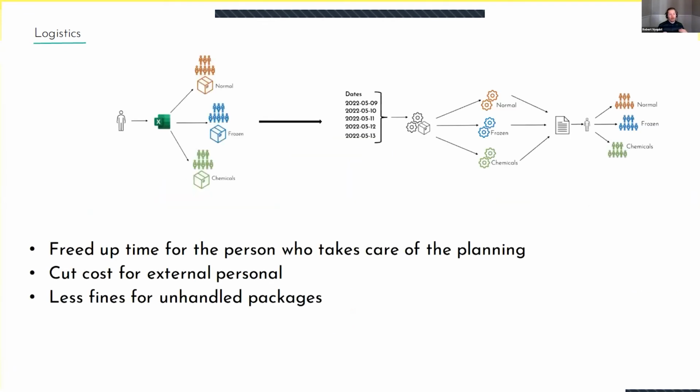So again, we go from someone working in Excel and barely doing changes to a whole system where each Friday you just get a report and use that to decide how many people you need. So once again, it freed up time for the person taking care of planning. You cut the cost for external personnel, and the company, when they started using this, got fewer fines for handling packages. So you got a better workplace, but you also cut cost from doing forecasting, which is one kind of simple model.